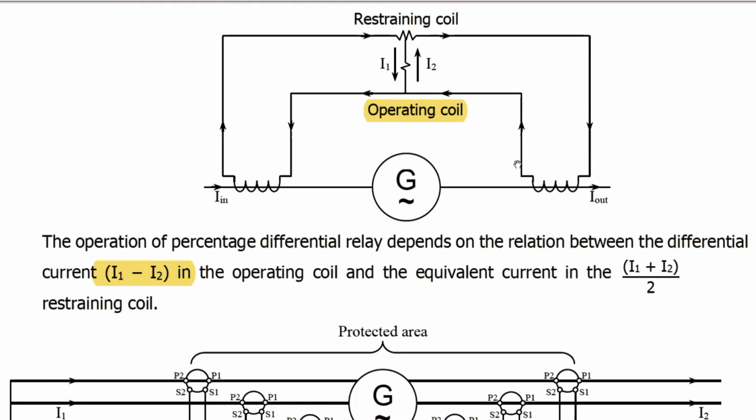But if there is any difference between these two currents, it means that I in is coming, for example, 5000 amperes, but I out is only 4000 amperes. So where is 1000 ampere going? Because this is a single coil, it means that there is some internal short circuit. So maybe phase to phase, or phase to ground fault has occurred. So in any case, if there is a difference between I in and I out, meaning I1 minus I2, then there will be 1000 ampere difference. So that 1000 ampere will be flowing through the operating coil. So immediately the differential relay will operate.